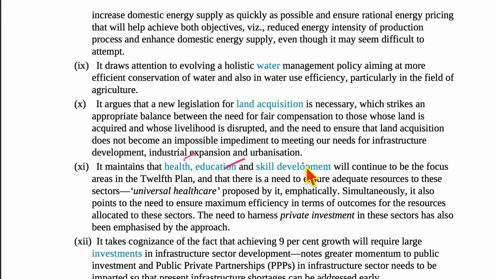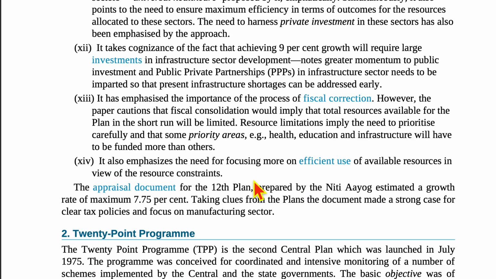It maintains that health, education, and skill development will continue to be the focus areas in the 12th plan, and that there needs to be adequate resources for these sectors, with universal healthcare proposed by it. Emphatically, it also points to the need to ensure maximum efficiency in terms of outcomes of the resources allocated to these sectors. The need to harness private investment in these sectors has also been emphasized by the approach. It takes cognizance of the fact that achieving 9% growth will require large investments in the infrastructure sectors, and notes that greater momentum to public investment and public-private partnership in the infrastructure sector needs to be imparted so that present infrastructure shortages can be addressed early. It has emphasized the importance of the process of fiscal correction.